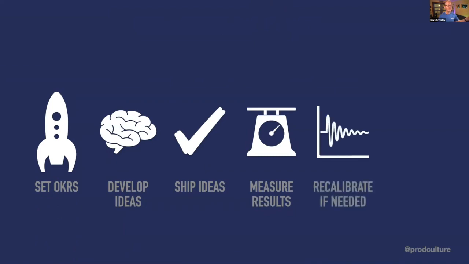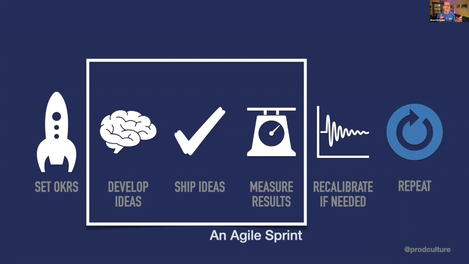And if they don't, well, maybe you need to recalibrate. Maybe these were the wrong ideas, or maybe your KRs were set incorrectly. And then you're going to repeat that. That's your iteration cycle. The middle part of this, where you develop the ideas, ship them, measure the results, compare them to the OKRs, is your sprint cycle. I want you to think about having every 2 weeks a check-in on your results to date and what you learned from that.